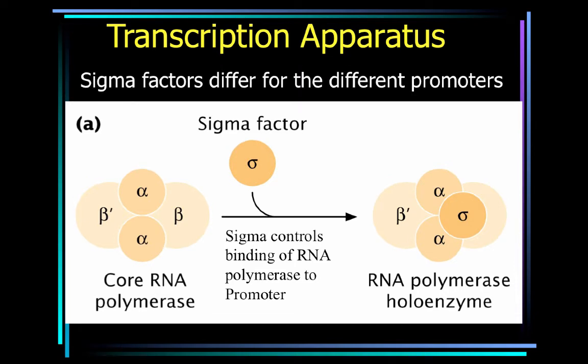So the sigma factor is going to be different for different promoter regions. So this could even be within the same genome or the same species. You could have different sigma factors. Okay, but again, that sigma factor is going to be the key component to the activation of RNA polymerase.